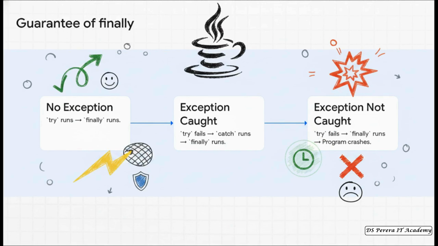This slide really drives home that guarantee. Let's look at the three possibilities. First, the happy path. Everything works, no exceptions. The try block finishes, the catch blocks are skipped, and then the finally block runs.